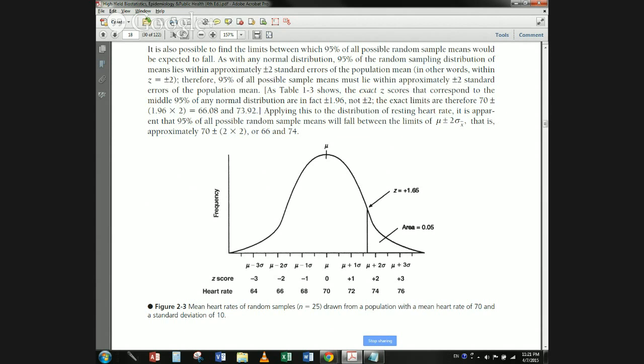Applying this to the distribution of resting heart rate, it is apparent that 95% of all possible random sample means will fall between the limits of mu plus or minus 2 times the standard deviation of random sampling of the means. That is approximately 70 plus or minus 2 times 2, or 66 and 74.